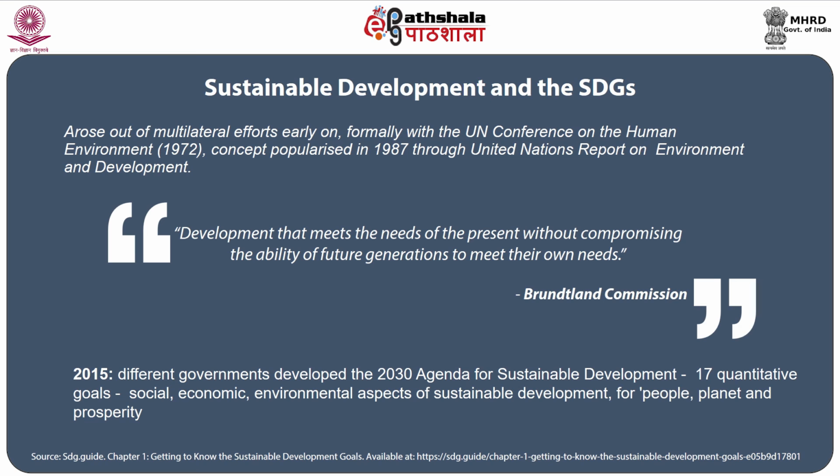The Brundtland Commission definition is that development that meets the needs of the present without compromising the ability of future generations to meet their own needs is defined as sustainable development. This definition has been used and become more popular, notably after the conference at Rio de Janeiro. In 2015, different governments developed the 2030 Agenda for Sustainable Development with a set of 17 quantitative goals in the areas of social, economic, environmental and various aspects of sustainable development for people, planet and prosperity.